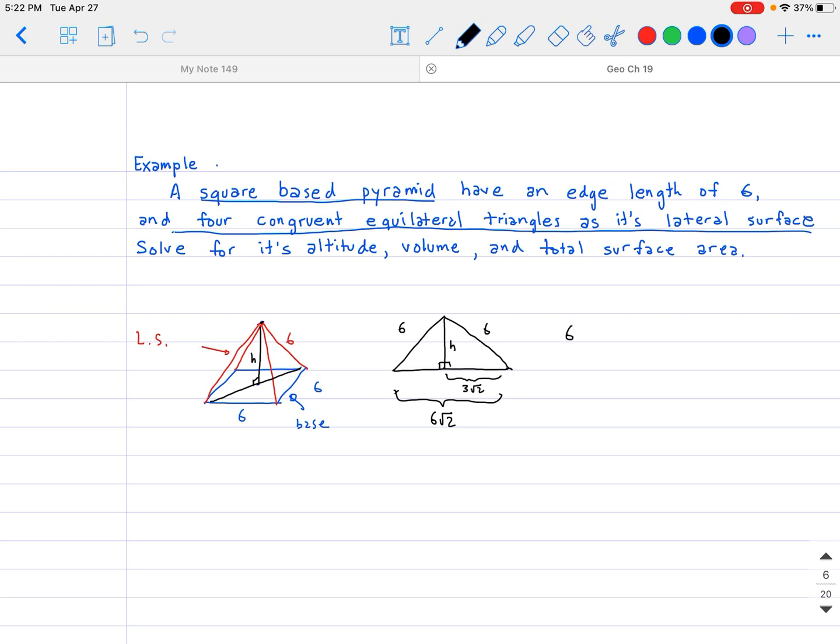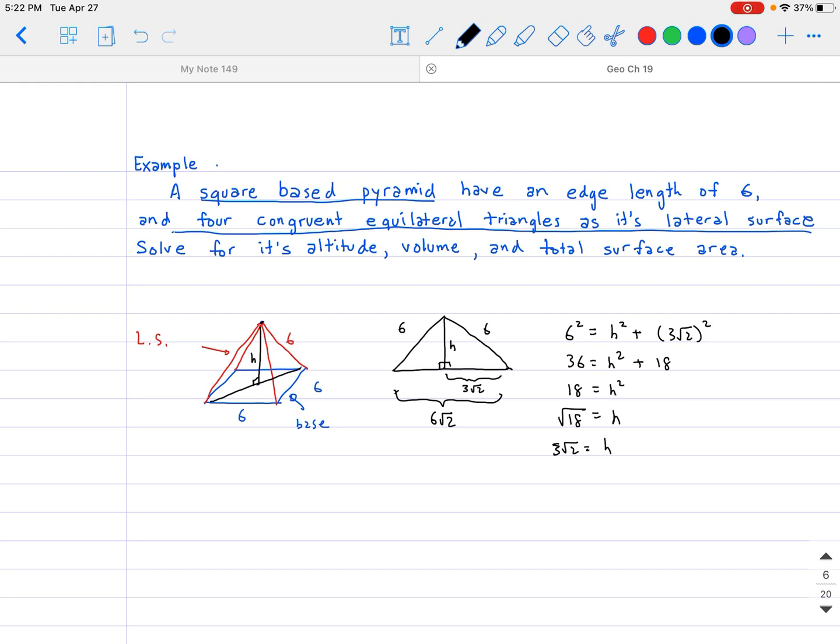So 6 squared, which is going to be the hypotenuse, is equal to h squared plus 3 times root 2 quantity squared. So 36 is equal to h squared plus 9 times 2, which is going to be equal to 18. So that means h squared is equal to 18. So that means that h is equal to the square root of 18, which actually comes out to be 3 root 2. So hey, look at that. That means we have an isosceles right triangle, which is good to work with.